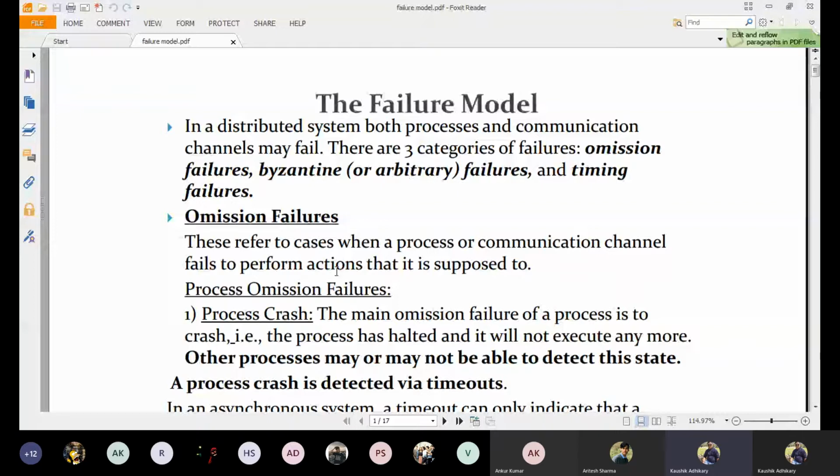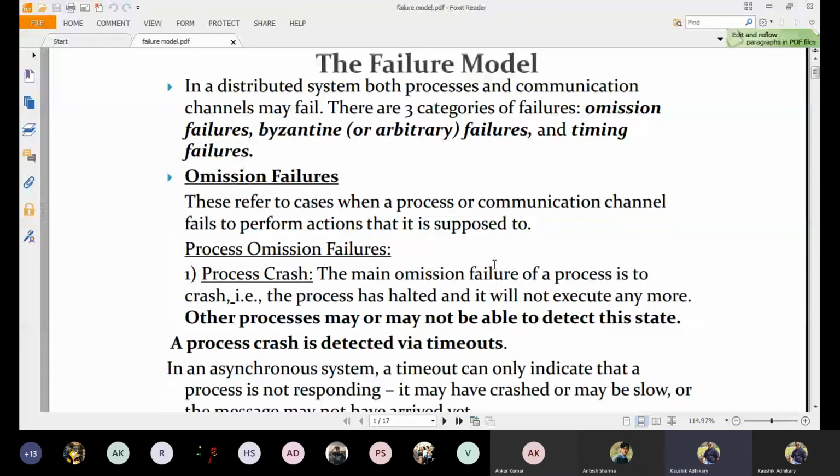For example, if I am sending a message, there may be a failure while sending it, or when the message is being forwarded on the channel, or when the message is being received by the receiver. These are the cases when there can be a failure in a process or the communication channel. So the first type of omission failure is the process omission failure. In it, the first is the process crash.